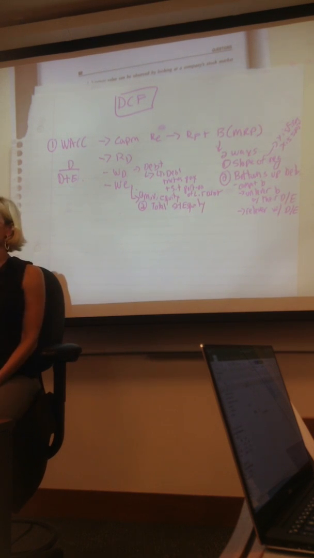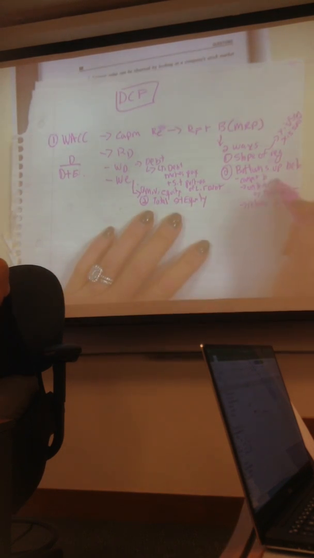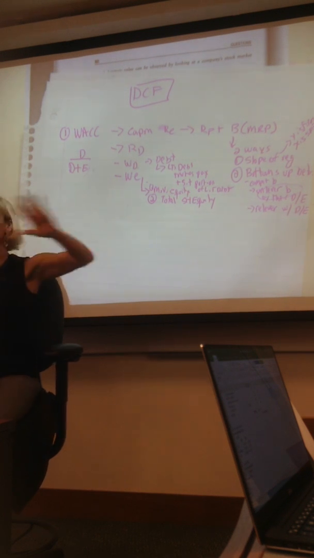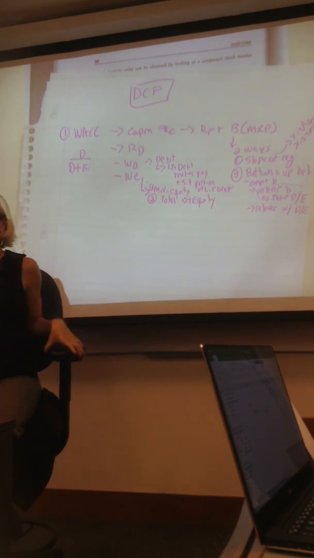If you take the average of the betas of the competitors, is that the unlevered beta? Yes, the unlevered beta. But if the company's debt and equity are always changing, how do you relever that beta? We're not talking about APV, we're talking about WACC.